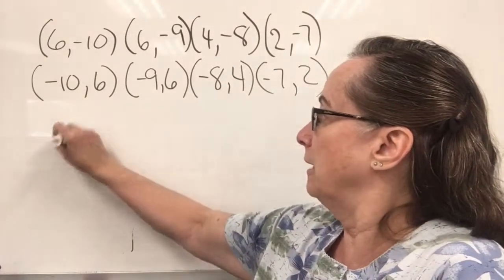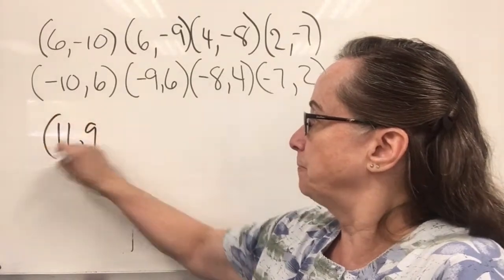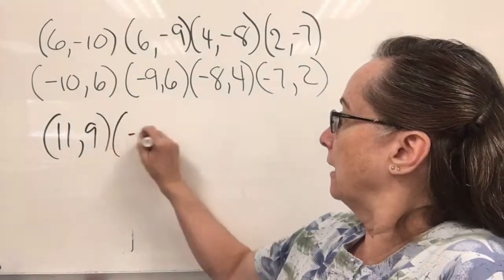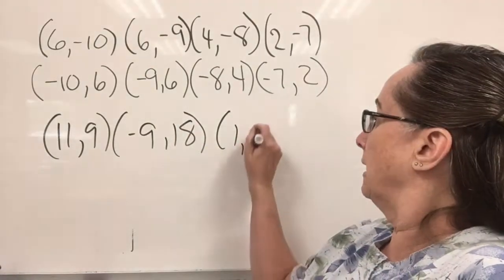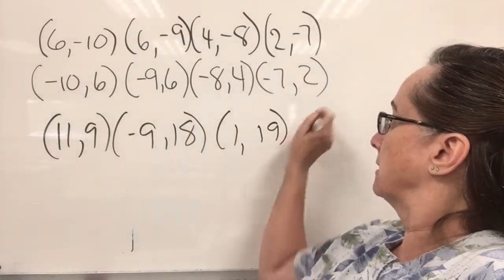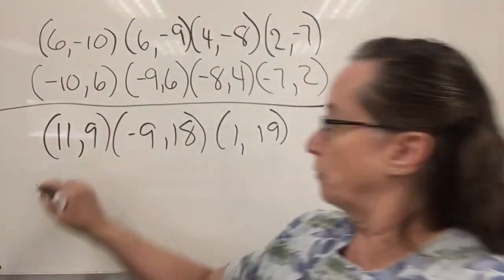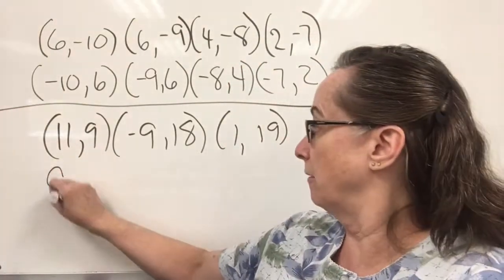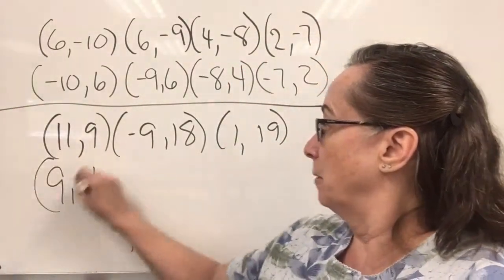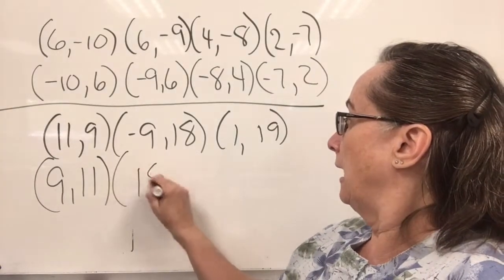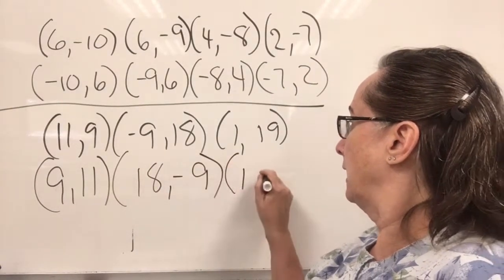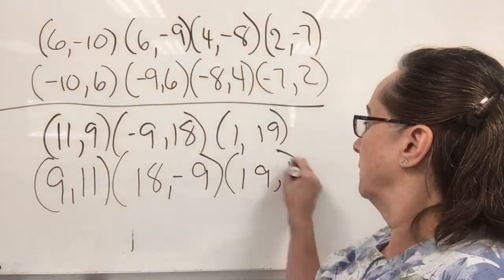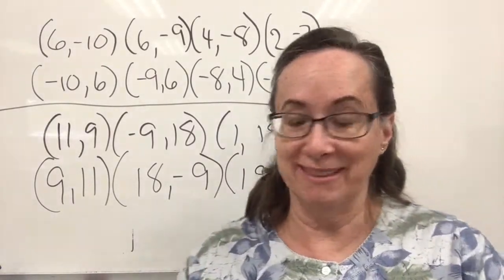So the second one is just 11, 9 and negative 9, 18 and 1, 19. And again, this is the second problem. So we're just going to switch the coordinates around, and the inverse relation would be 9, 11, 18, negative 9, and 19, 1. And that's it for that one.